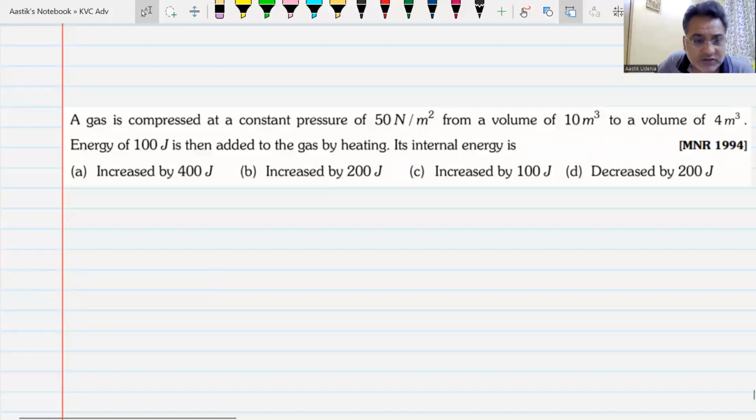A gas is compressed at constant pressure of 50 Newton per meter square from a volume of 10 meter cube to a volume of 4 meter cube. Energy of 100 joules is then added to the gas by heating. What happens to the internal energy? You have 2 minutes to give me the answer. What is the answer? A, B, C, D. Increase by 400, increase by 200.